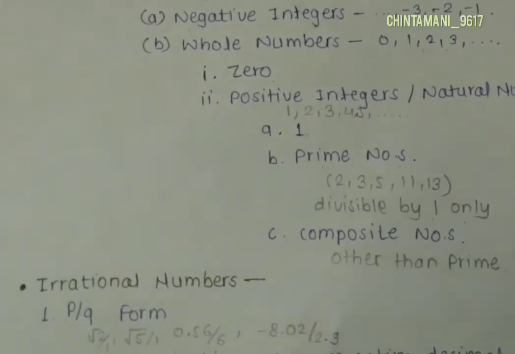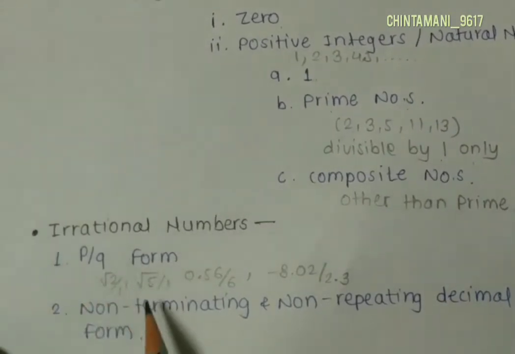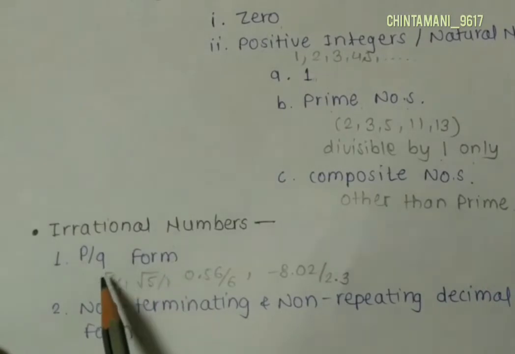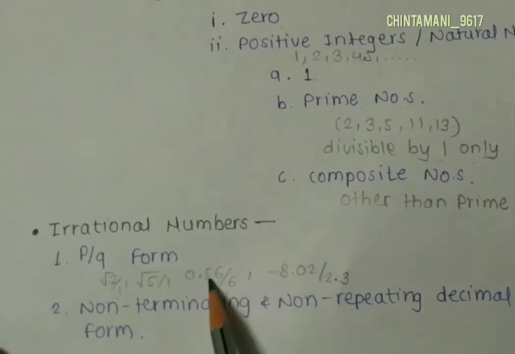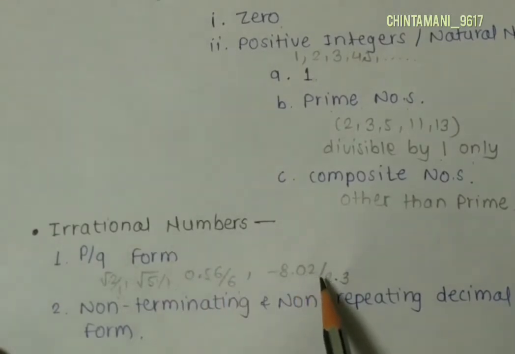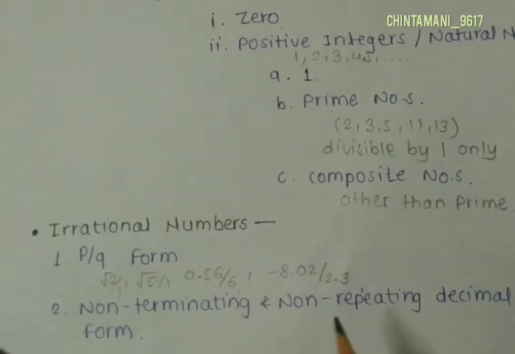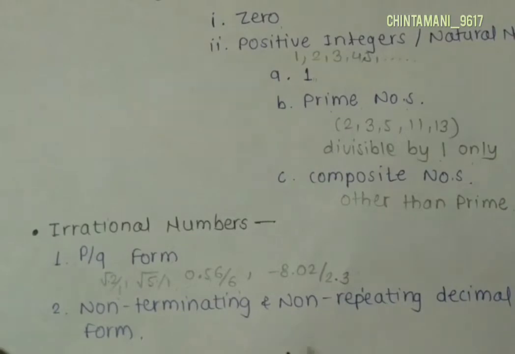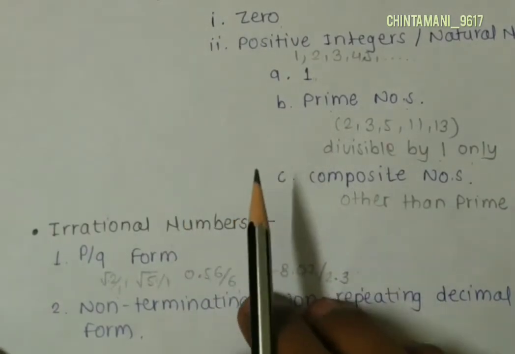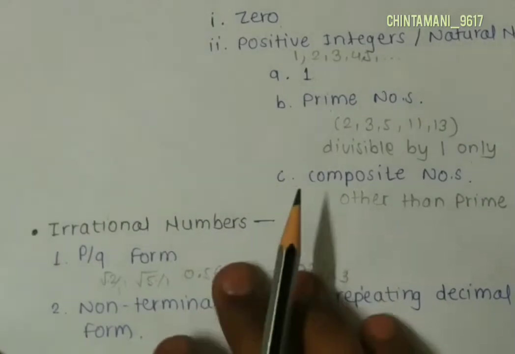Next type is irrational number. In that also p by q form, but in this p by q form, the square root of 1, square root of 5 by 1, or 0.56 by 6, or -8.02 by 23, for which we need some calculation or calculator. The second type is non-terminating or non-repeating decimal forms, which we have discussed earlier, like that same here. So we can take an example of the value of pi, which is non-terminating.